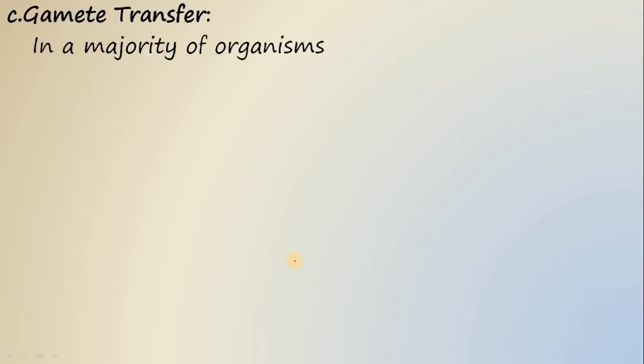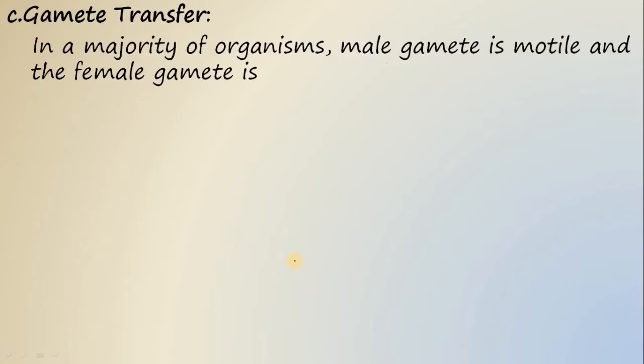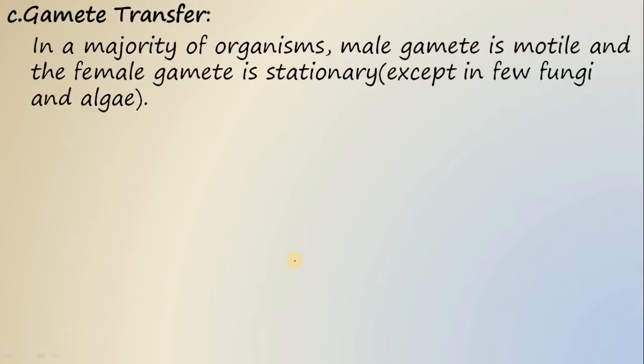Then let's see gamete transfer. We saw gametogenesis until now, okay? That is the formation of the gamete. Now we'll see how they get transferred. So in a majority of organisms, the male gamete is motile and the female gamete is stationary, except in a few fungi and algae. So in humans, what happens?